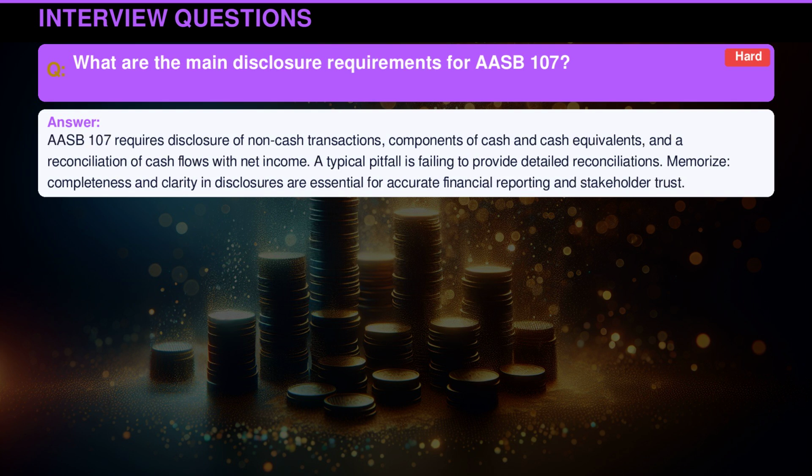AASB 107 requires disclosure of non-cash transactions, components of cash and cash equivalents, and a reconciliation of cash flows with net income. A typical pitfall is failing to provide detailed reconciliations. Memorize: completeness and clarity in disclosures are essential for accurate financial reporting and stakeholder trust.